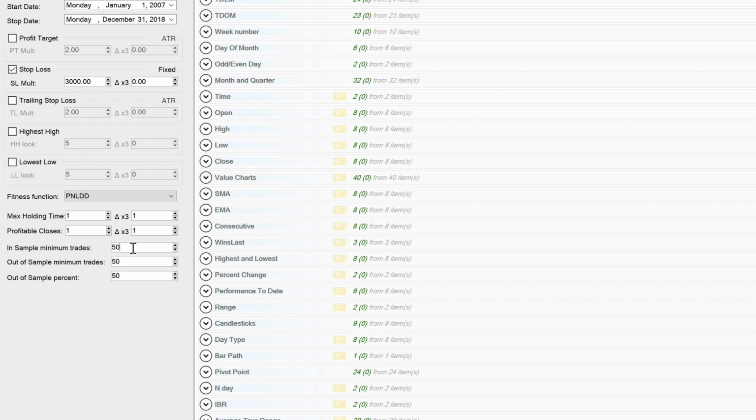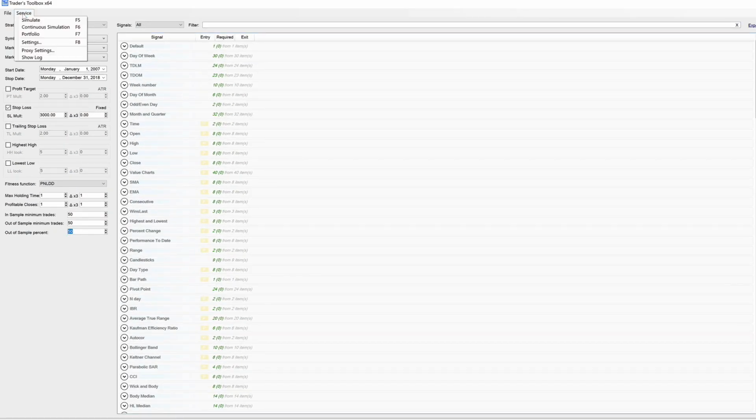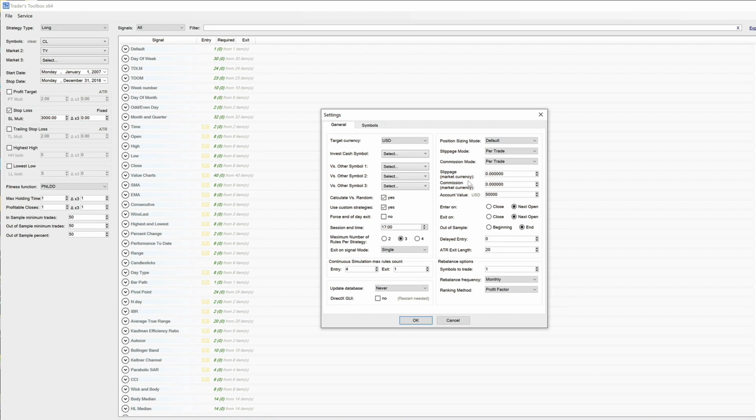Then we have our in-sample trades. We want to have a minimum of 50, out-of-sample, minimum 50, and we have our out-of-sample percentage as 50. Go take a look at some of these other settings I have here. We have nothing accounted for slippage and commission. Not too worried about that on the daily chart. Intraday, that would be more important.